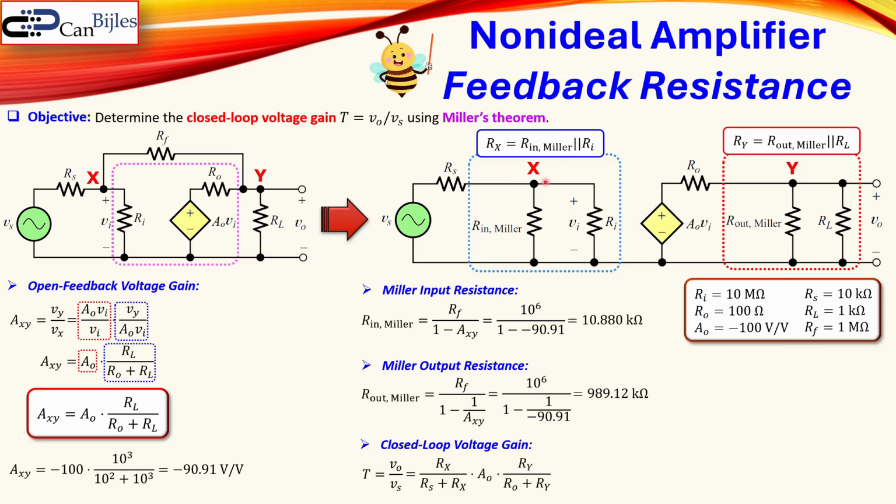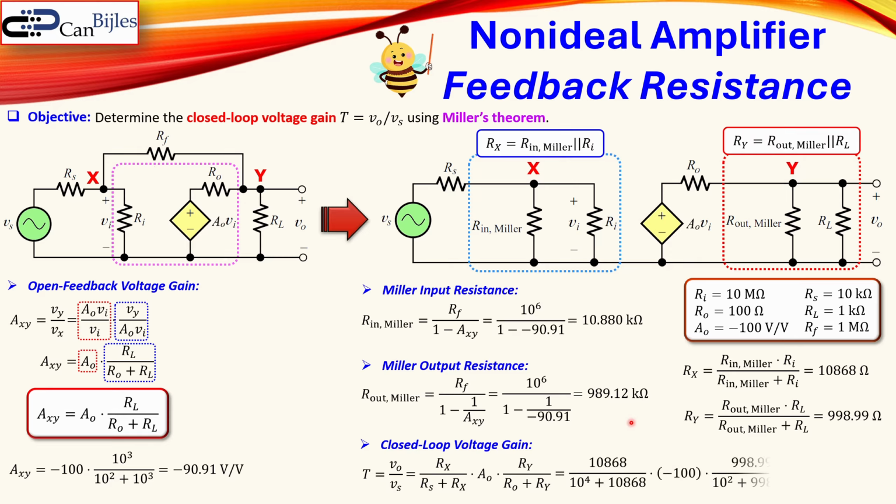So I can say Rx over Rs plus Rx times again a 0, because from this node to that node the gain is a 0. And from that node to that node I will apply again the voltage divider rule, Ry over Ro plus Ry. What is Rx? Well, you use the formula for the two parallel resistances, and it will result here in 10,868 ohms, and for Ry it is 998.99 ohms. Well, you substitute those values here in the closed voltage gain, you get here minus 47.34 as the gain. And now we will of course verify this shortly.